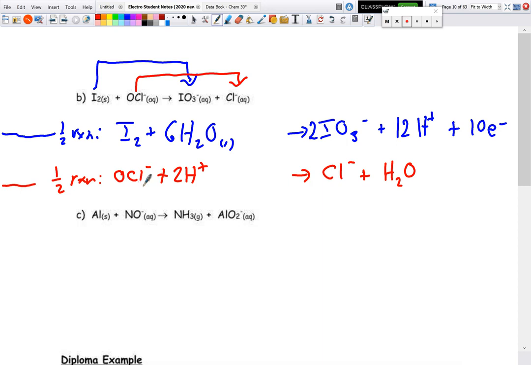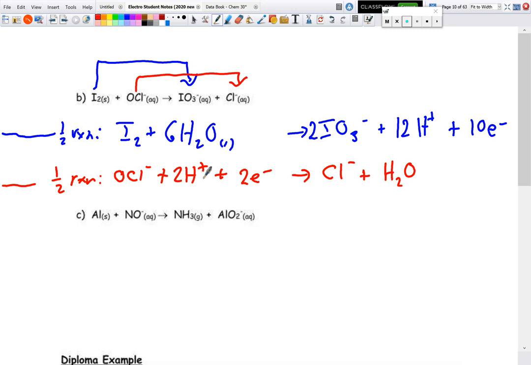Because I have 1 negative charge from OCl minus, and I have 2 positive charges from my hydrogens, and I have a negative 1 charge over on this side. So in order to balance out the charges, I need to add 2 electrons on this side right here to bring it down to a negative 1 charge.